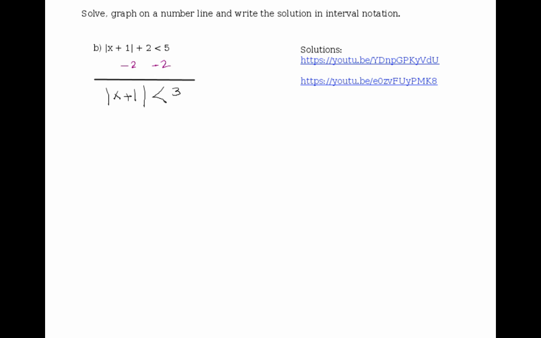Now I need to translate this into an inequality without absolute value. So I'm going to go back to the fact that if the absolute value of x is less than a number a, I want to know what that really means. Can somebody tell me what that means? If this is 0, this is a, and this is minus a, then what does the absolute value of x is less than a mean?